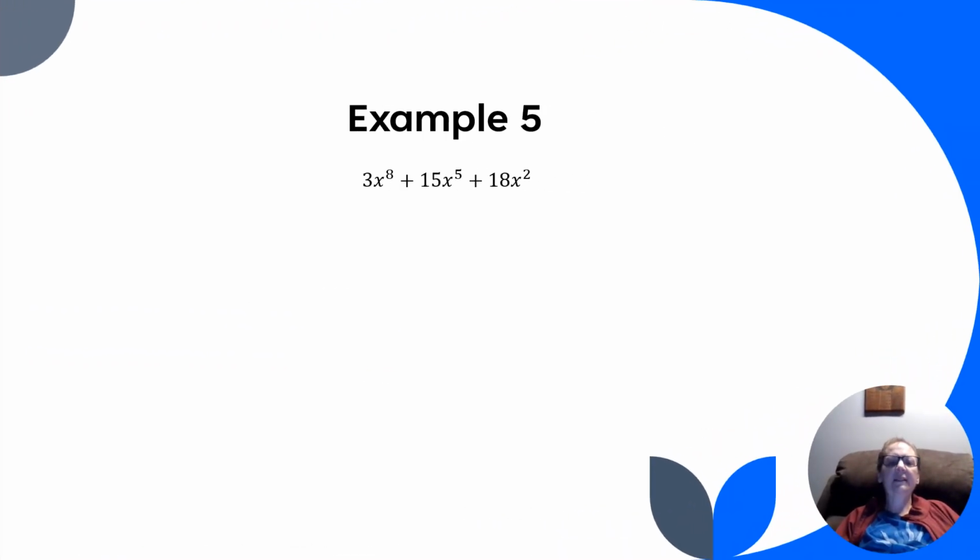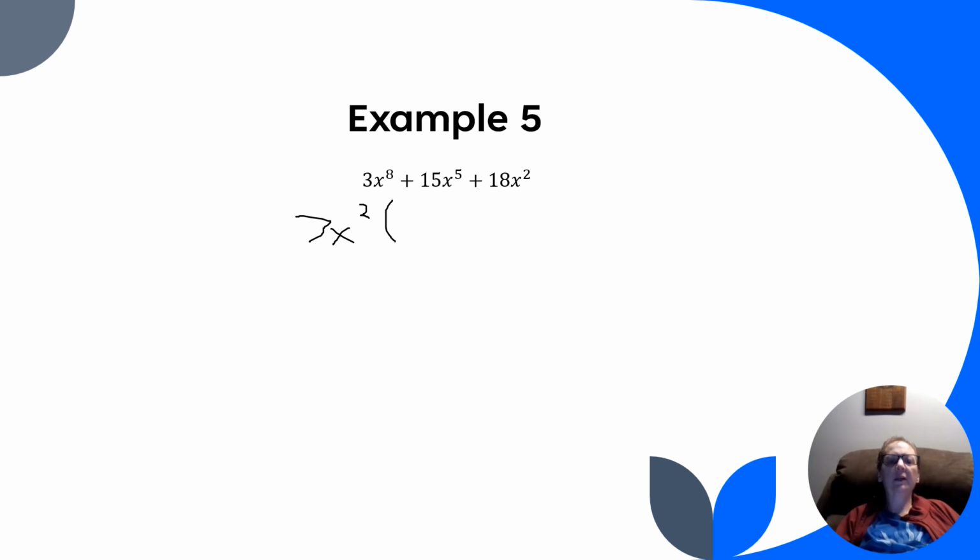All right, in our last example, you can see all three terms definitely have a common factor. So that's always where we start. The common factor of all the numbers is a 3, and all the letters is an x squared. So we're going to pull that out of everything to start with.